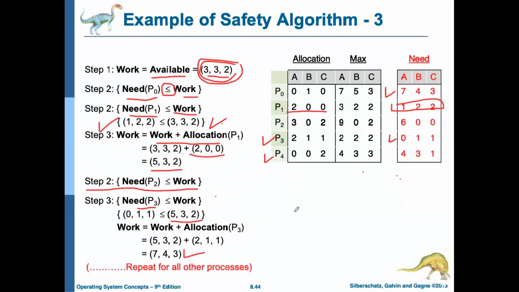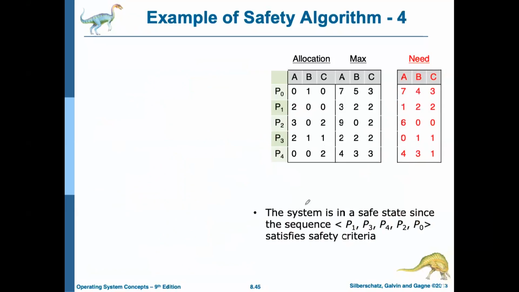So now the system is in a safe state. The sequence of P1, P3, P4, P2, and P0 satisfies the safety criteria.